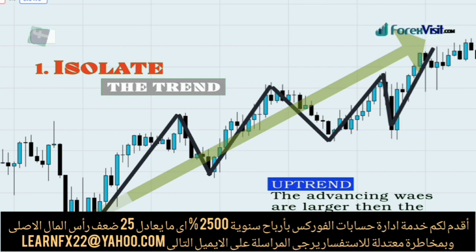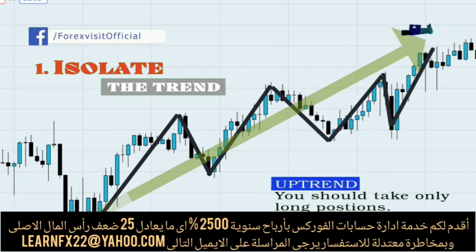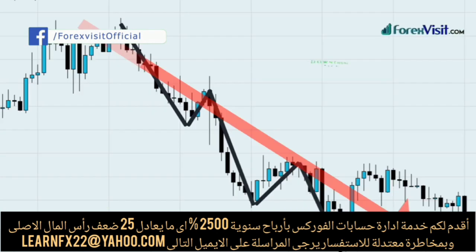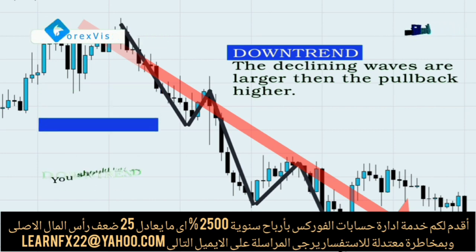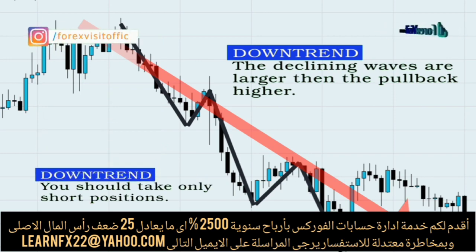During an uptrend, you should take only long positions, buying with the intention of selling later at a higher price. The downtrend is defined by lower swing lows and lower swing highs in price. In a downtrend, the declining waves are larger than the pullbacks higher, creating overall progress lower. During a downtrend, you should take only short positions, selling a borrowed asset with the intention of buying and returning it later at a lower price.